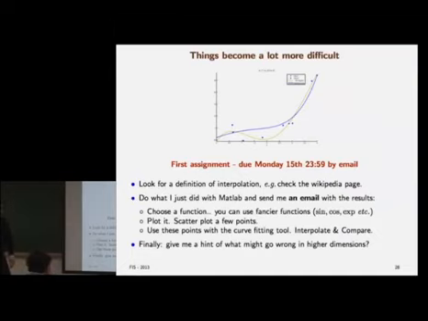So you can choose a function. You can use even fancier functions, which are not polynomials. Actually, it's probably more fun. Plot it, scatter plot a few points, and try to use the curve fitting tool. Interpolate and compare. And now think about what would happen if the function that I'm giving you is not just a function of x, but would be a function of higher dimension, a multivariate function of more variables. So what might go wrong with this strategy in higher dimensions?